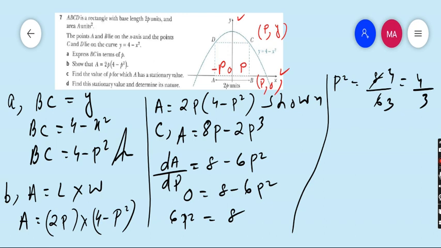Yes, the answer is 100% correct, because we have to take the square root on both sides. So p is equal to the square root of 4 upon 3, which is 2 upon root 3, or you can write it 2 root 3 upon 3. Both are the same. So the answer is 100% correct. This is part C.